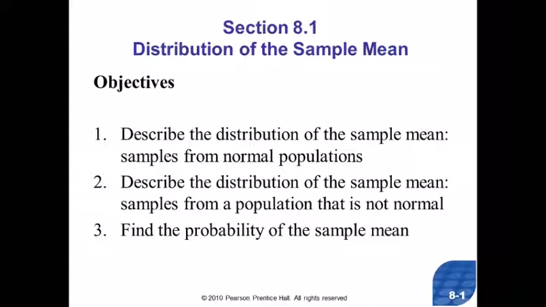So these are the objectives. We will describe the distribution of the sample mean, samples from normal populations, and on the latter part, what if the population is not normal? And then lastly, we will find the probability of the sample mean.